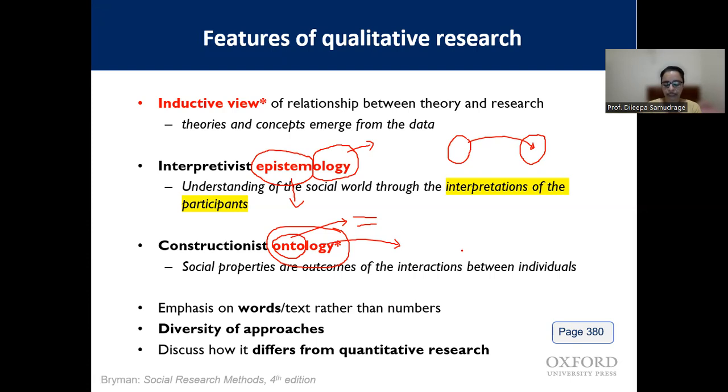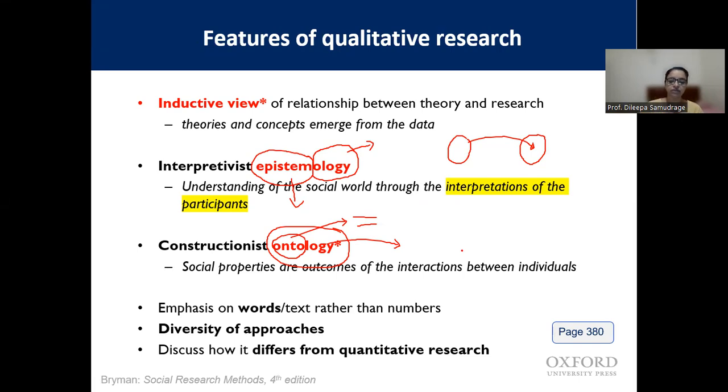Also write down: ontology means the study of what exists, or the study of reality. In simple terms, you try to understand the actual knowledge. What is really happening? So you are going to study the reality, or study what exists.